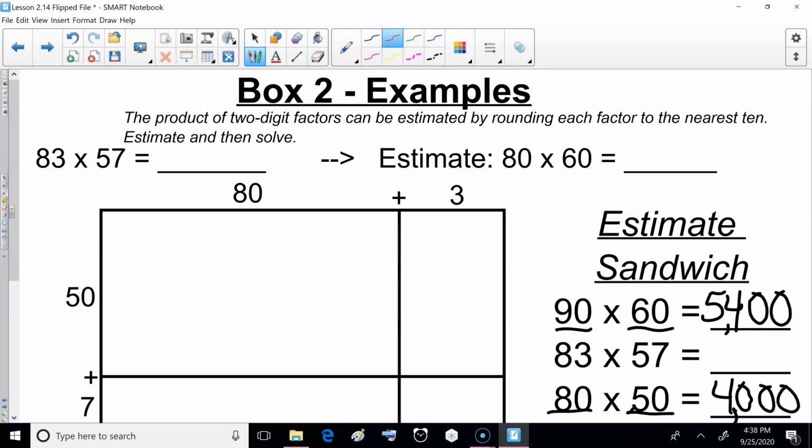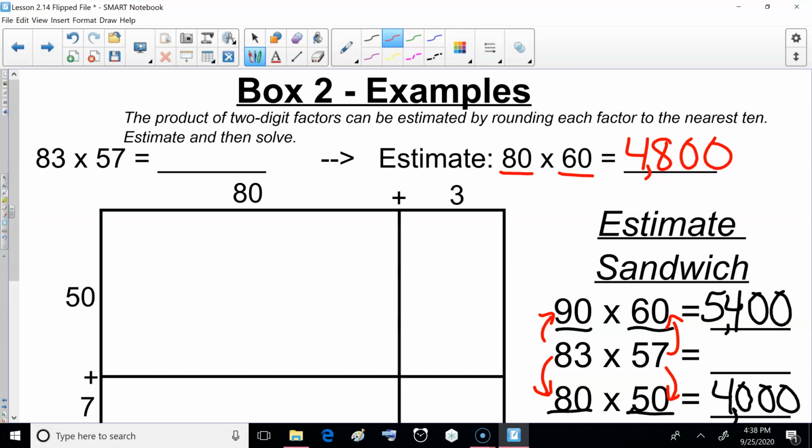The estimate you might also see, if you want to make one estimate that's closer, which sometimes we struggle with, but I find this makes it a little bit closer, is 80. And why do they choose 80? Because 83 is closer to 80 than it is to 90. The same thing with 57: 57 is closer to 60 than it is to 50. So 80 times 60: we have a 0 here and a 0 there. Now 8 times 6 is 48, so you have 48 groups of 100. Technically our answer would be even closer to 4,800.